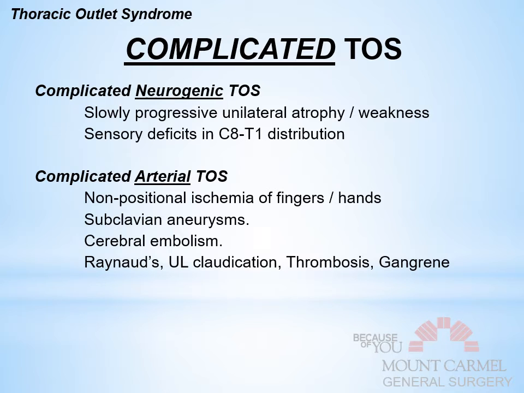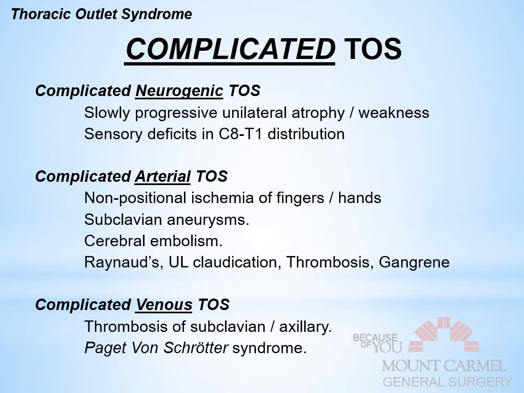You also have Raynaud's and upper limb claudication, thrombosis, and gangrene, which all makes sense with poor vasculature. Complicated venous thoracic outlet syndrome results in thrombosis of the subclavian and axillary veins. This is if, in the appropriate window, and if acute, and if the DVTs look pretty extensive and long, then we call it Paget-von Schroetter syndrome.